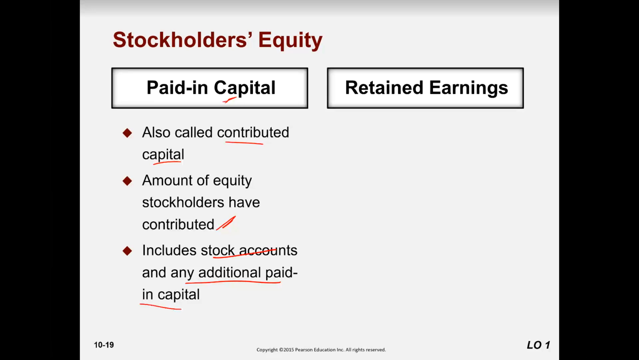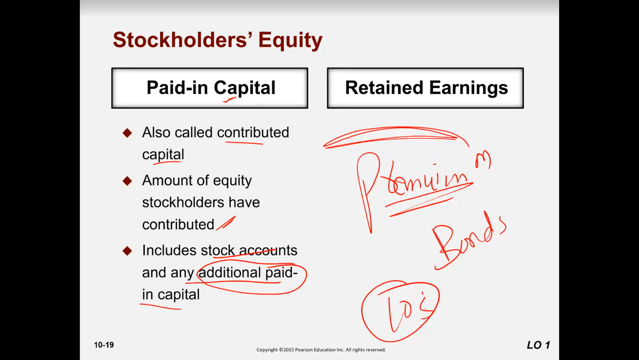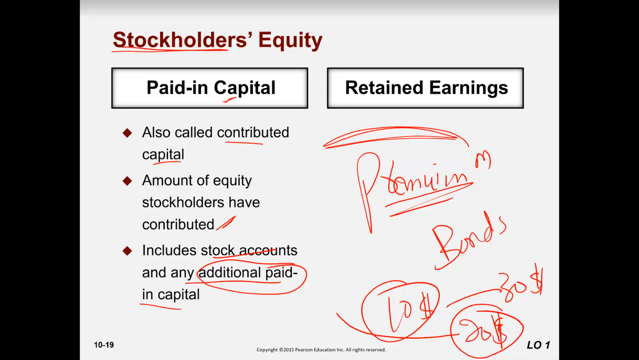additional paid in capital. What do we mean by additional paid in capital? Like we just received more money, like premium on bonds. Premium is normally recorded on bonds, but if your share is $10 and you issued it for $30, right? On the top you receive 20 extra. So this is the premium, but in the case of shareholder equity, we call it additional paid in capital.